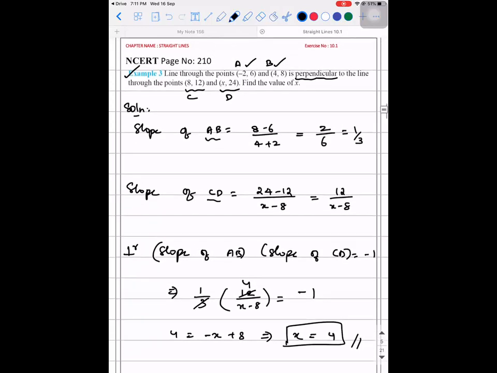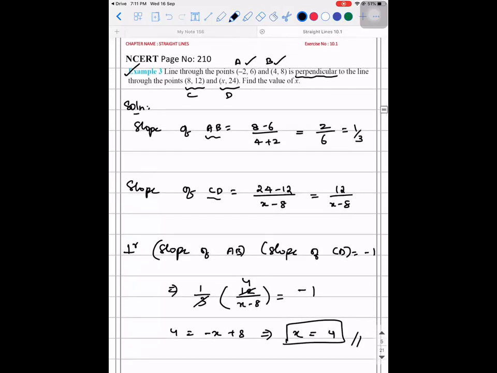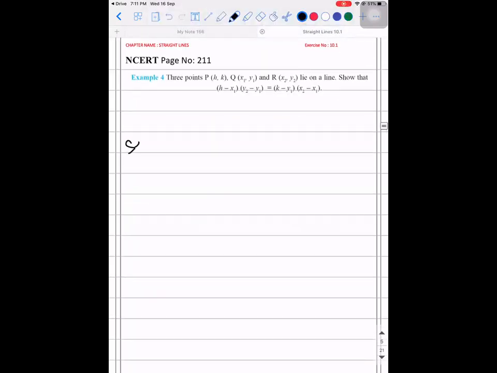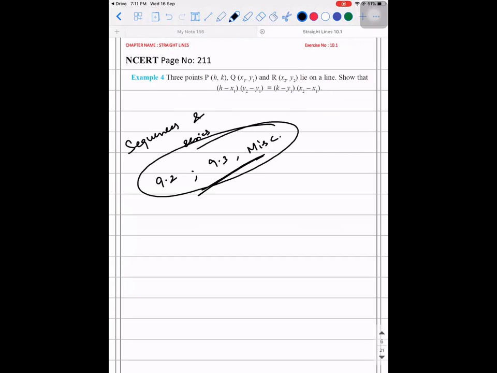Okay, so we can actually stop with this. Next class I will continue. I'll explain some more points related to collinearity and everything. Then we can solve. Till then what you can do is work on the chapter Sequences and series. You have pending work of 9.2, 9.3. I'm adding miscellaneous also. So try to work on these 3 and next class I will clear your doubts.